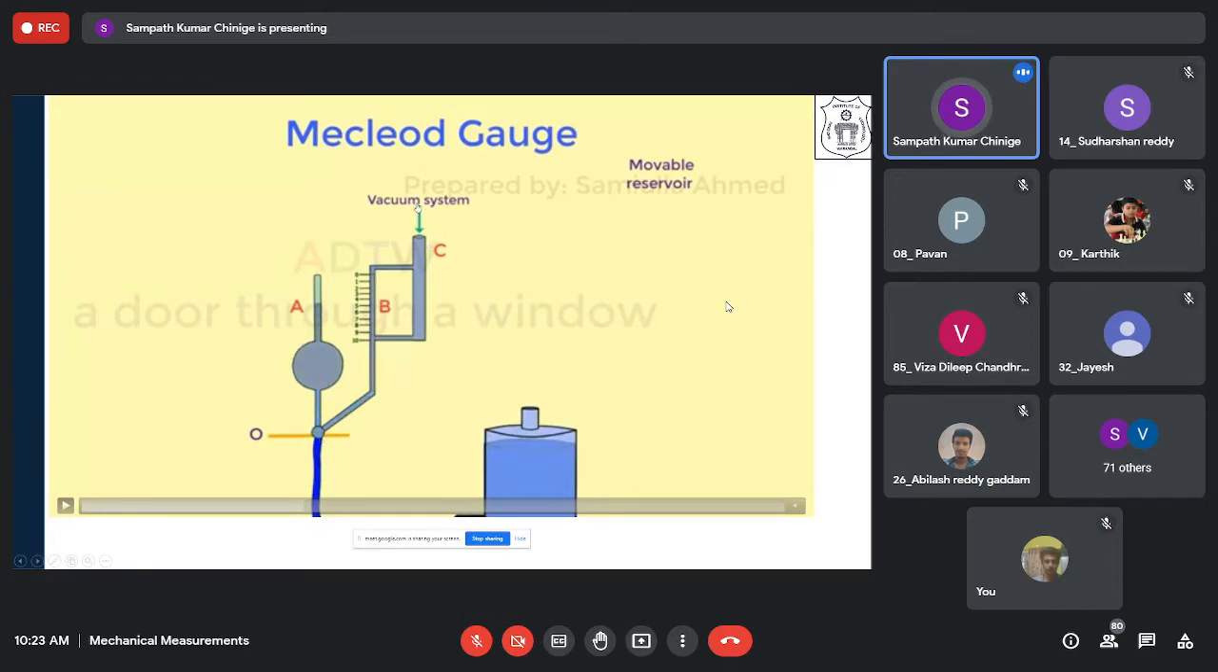And then from the vacuum system, I am allowing the gas at lower pressure to fill the whole volume of B, C, and A initially. So now this gas is up to here. I know the volume V1 of this A. I don't know P1 of this capillary. Now the second part is I'm trying to compress this gas to a higher pressure but lesser volume.